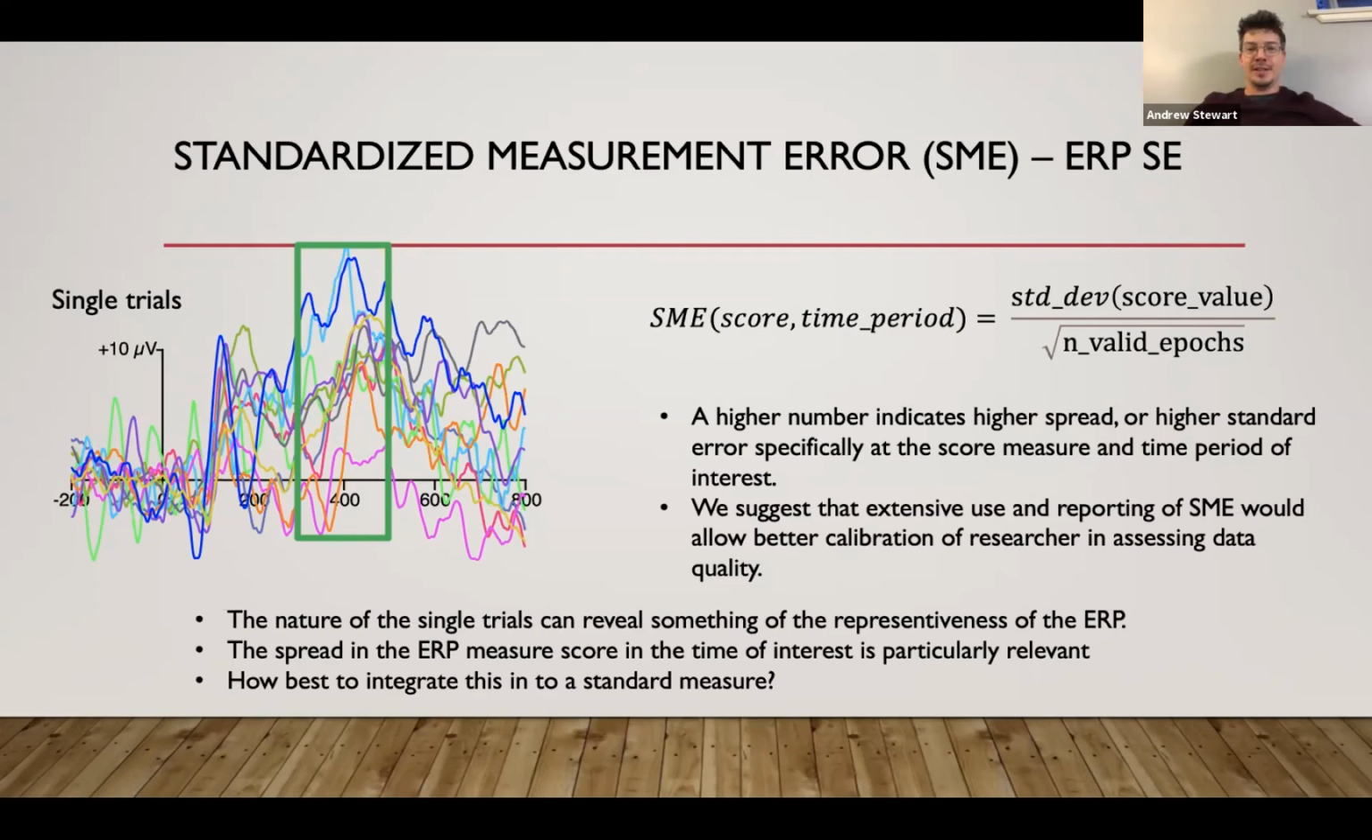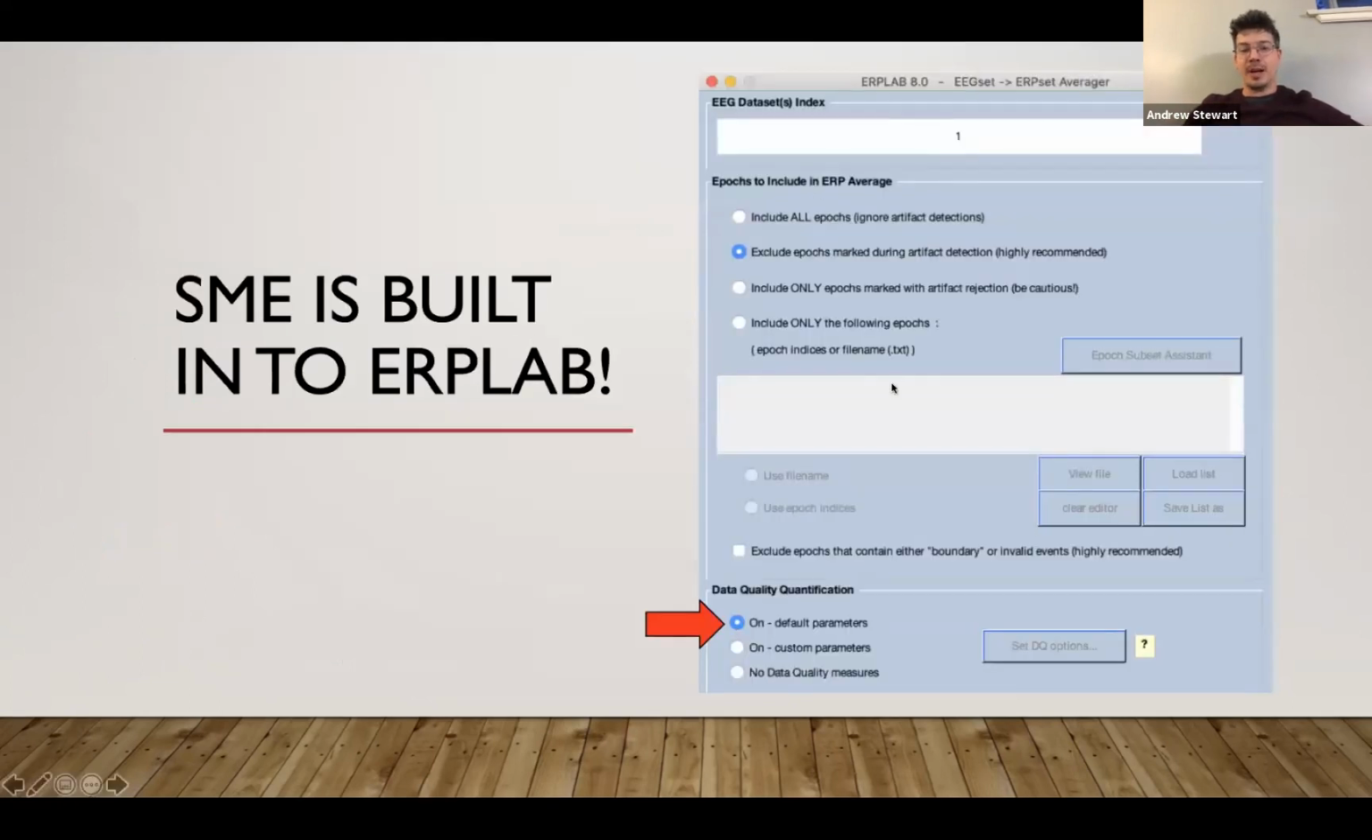We do not take it to be that people have to manually calculate this. We have also written code that will calculate this on EEG epochs, and we include this in our ERP Lab toolbox. So if you're familiar with EEGLAB, there is the ERPLAB toolbox that can be installed with this, where if you have a series of epochs and you run our ERPLAB averager, now it will have this data quality quantification option, which is on by default.